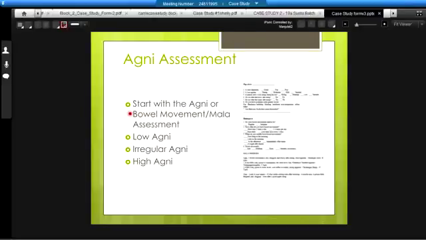So start with the Agni assessment. You can do the bowel movement assessment, the Mala assessment. Determine the state of the Agni, whether it is Vishamagni, Mandagni, or Tikshnagni, and write that down in your assessment. Make a note of it.